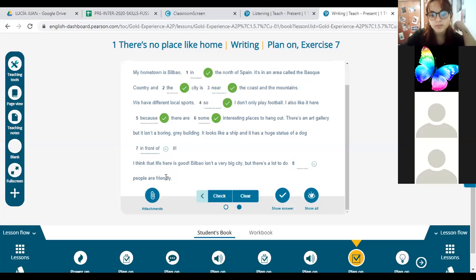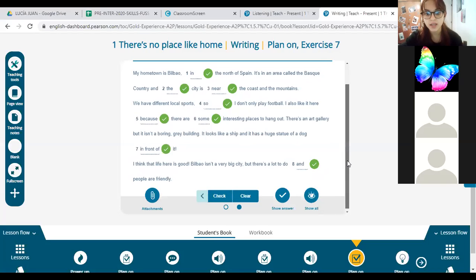And the last one. I think that life here is good. Bilbao is a very big city, but there's also a lot to do, and people are friendly. Let's see. Good. Correct. So I'll give you 2 minutes, and then you write it down.